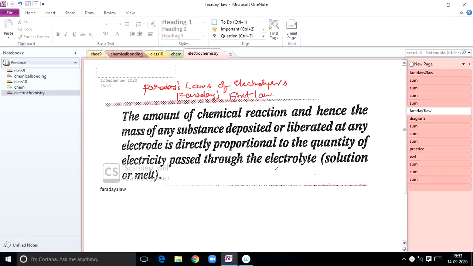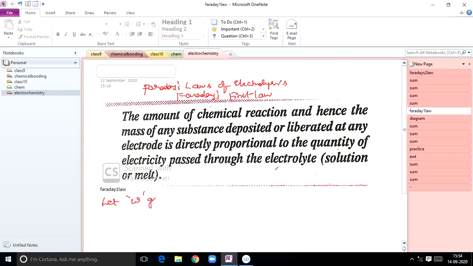According to this, the amount of chemical reaction and hence the mass of any substance deposited or liberated at any electrode is directly proportional to the quantity of electricity passed through the electrolyte. The electrolyte may be an aqueous solution or a molten solution, right?